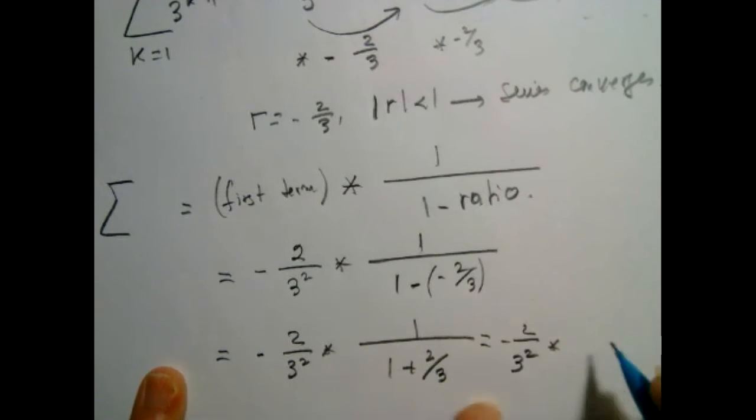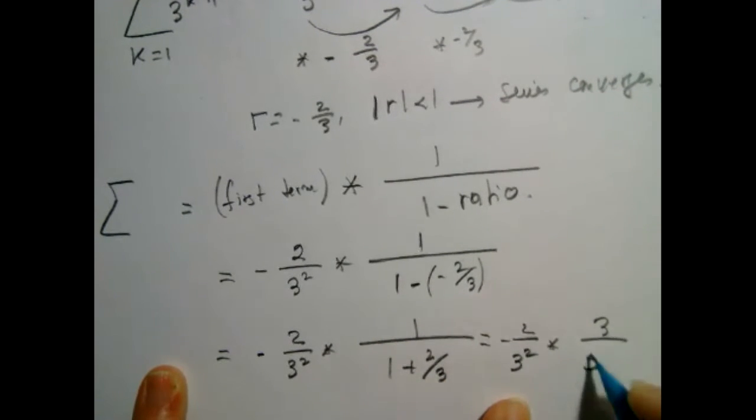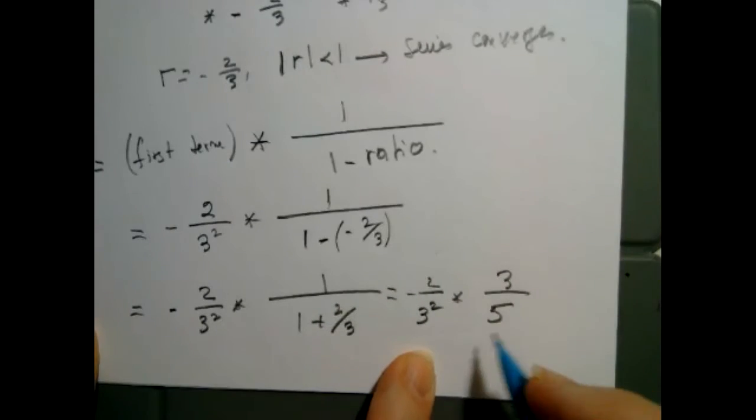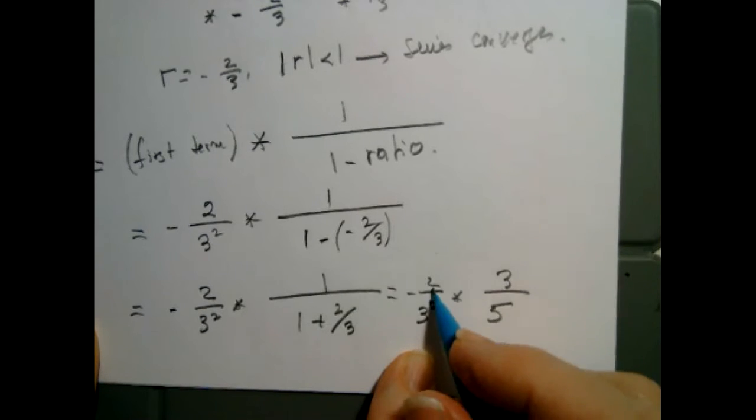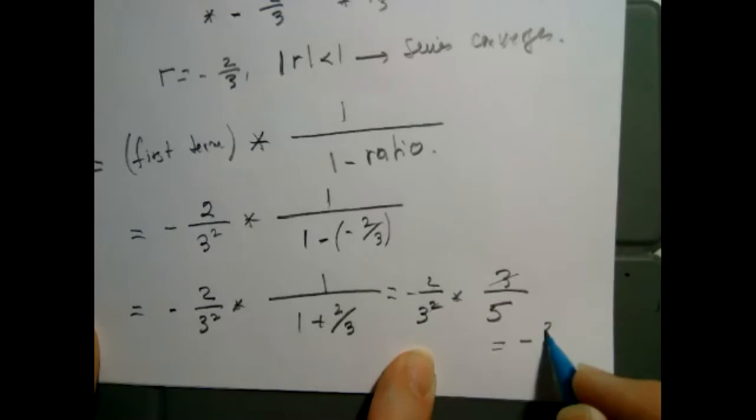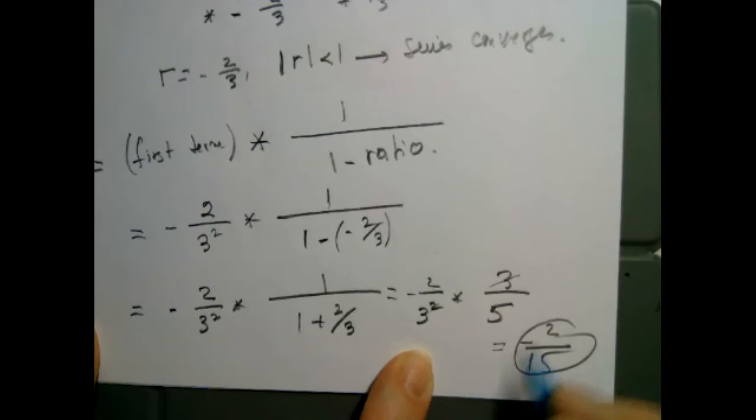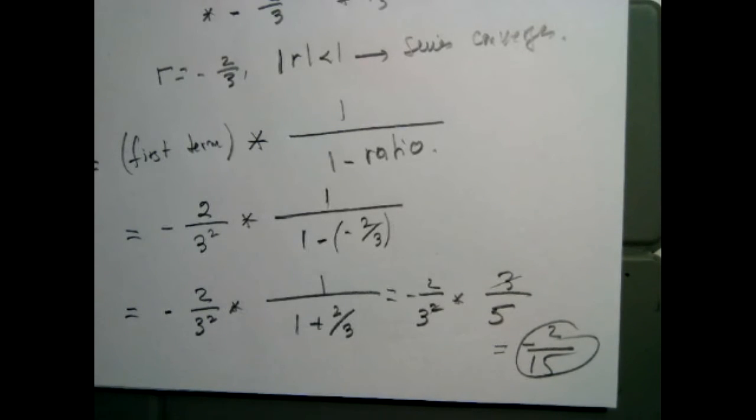This is going to give me 5/3, which is 3 over 5, which will give me whatever. That's going to give me minus 2 over 15. End of the problem. Okay.